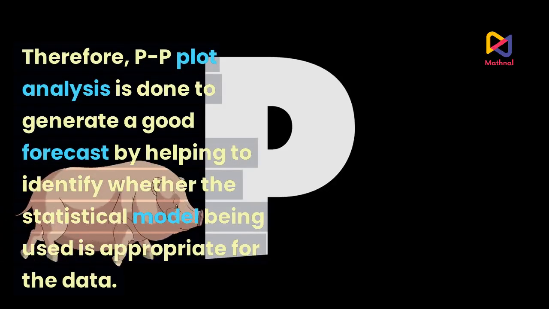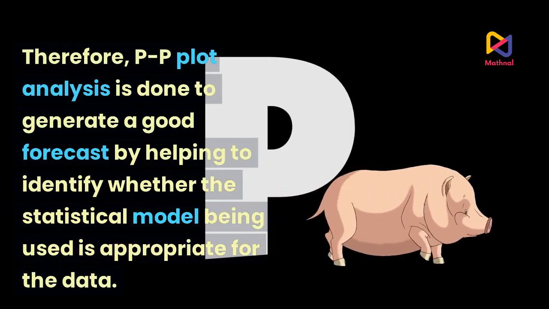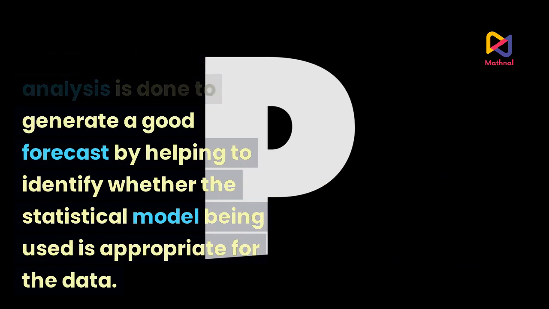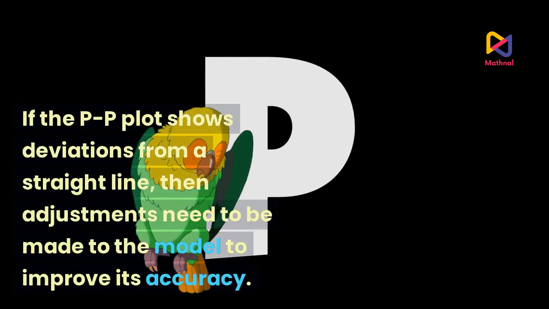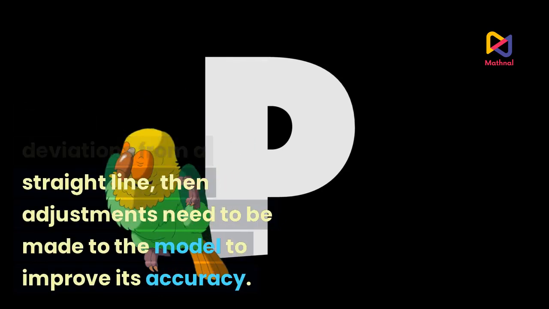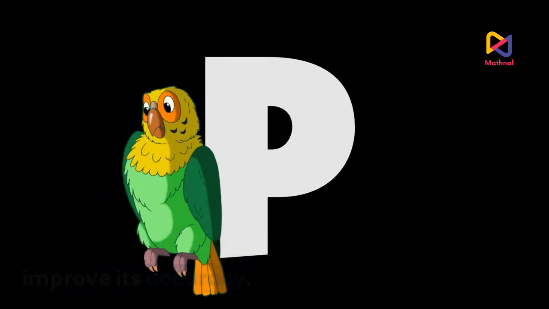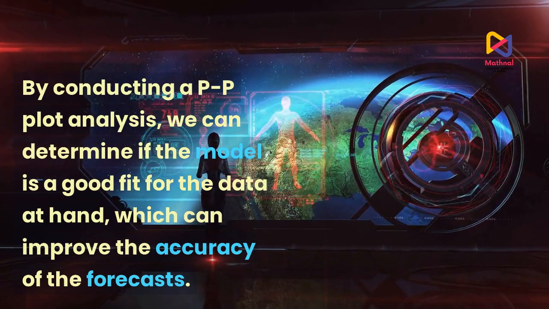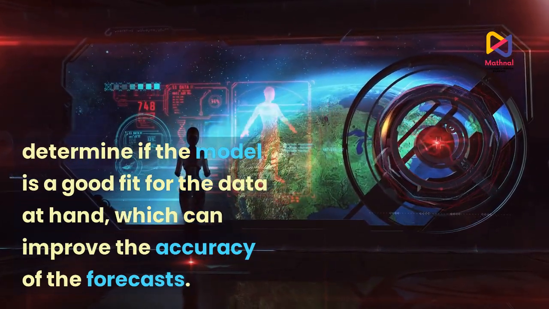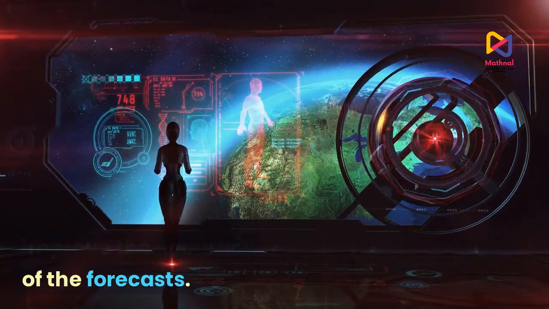Therefore, PP plot analysis is done to generate a good forecast by helping to identify whether the statistical model being used is appropriate for the data. If the PP plot shows deviations from a straight line, then adjustments need to be made to the model to improve its accuracy. By conducting a PP plot analysis, we can determine if the model is a good fit for the data at hand, which can improve the accuracy of the forecasts.